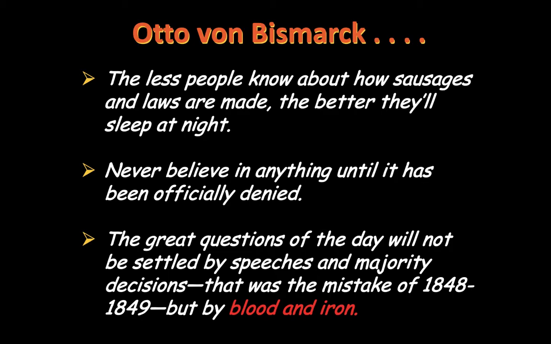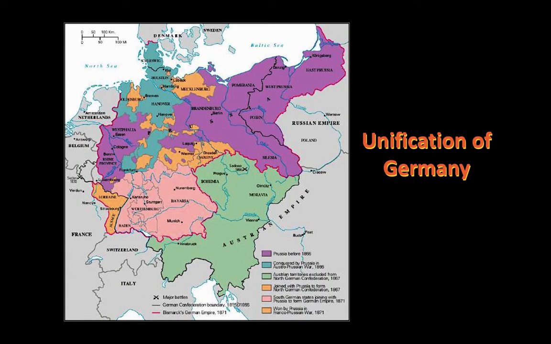But in those years, there were revolts all across Europe, an attempt to unify states, and it fails in the German state. It fails in the Italian state. He's like, yeah, speeches, majority decisions, that means steps in democracy. That's not how it's going to be done. He wants to use force and industrialization, blood and iron.